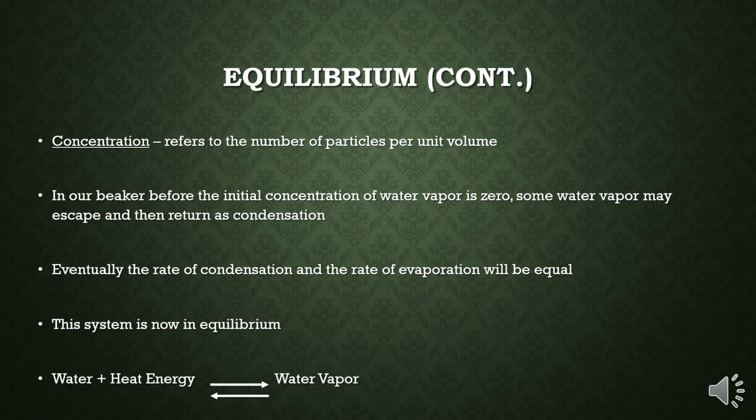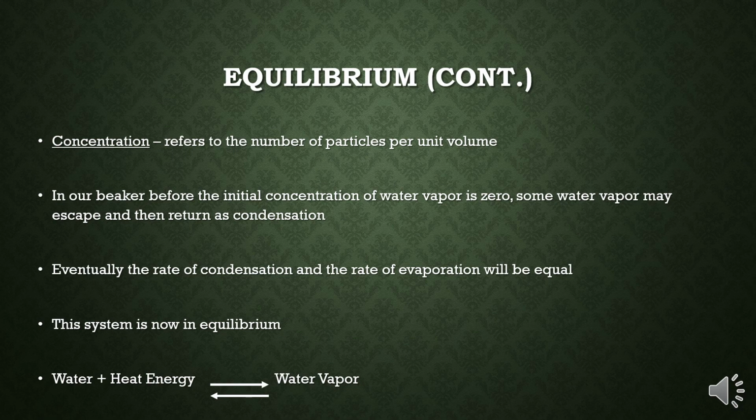Concentration, this refers to the number of particles per unit of volume. So how much of something do you have per area? In our beaker, the initial concentration of water vapor is 0. When you first have a water beaker, you have no water above it. But some water vapor may escape and return as condensation. Escapes, of course, we talked about how the average temperature of something in kinetics is different than what each individual particle has. So if one particle has enough energy to escape, it will be water vapor, and then if it loses energy, it will return and condense down as water.